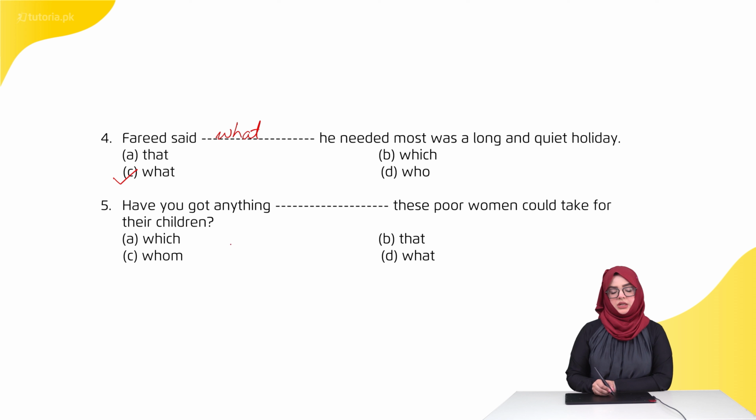Fifth is, have you got anything dash these poor women could take for their children? Have you got anything which these poor women could take for their children, because which is used for non-living things.